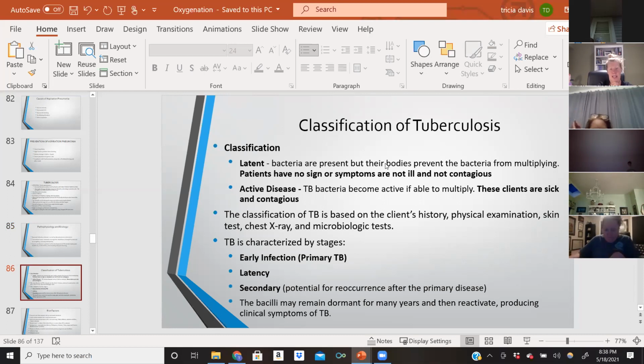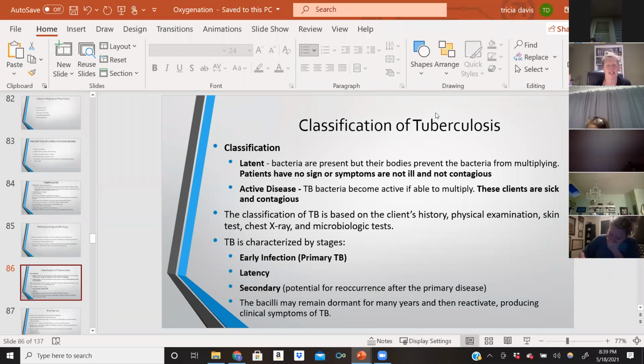So our classifications, we have latent and then we have active disease. With latent, bacteria are present, but their bodies prevent the bacteria from multiplying. These patients have no signs or symptoms, are not ill, and are not contagious. You guys need to know this. Active disease is when the TB bacteria become active, and if they're able, they begin to multiply. These patients are sick and they're contagious. So active disease, they're sick and contagious. Latent, no signs, no symptoms, they're not ill and they're not contagious.